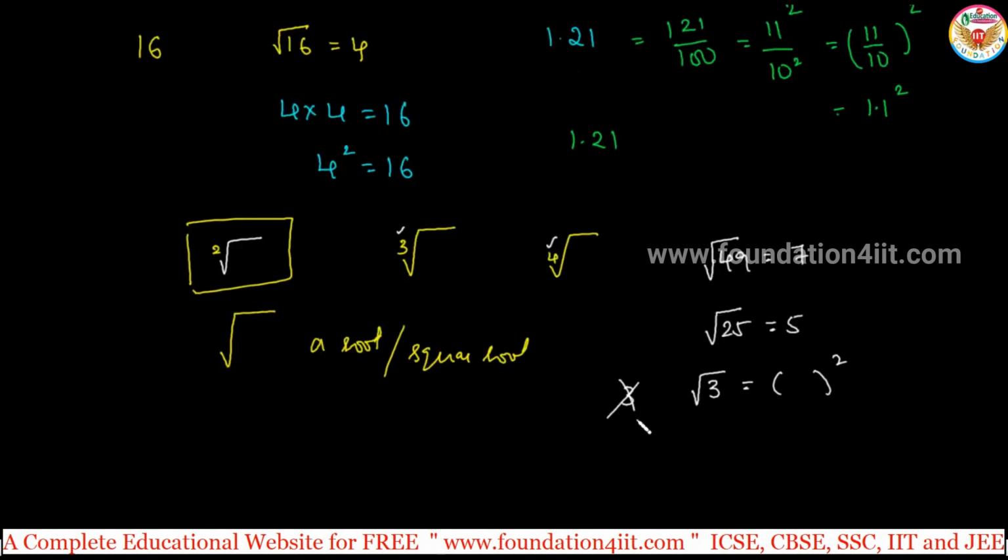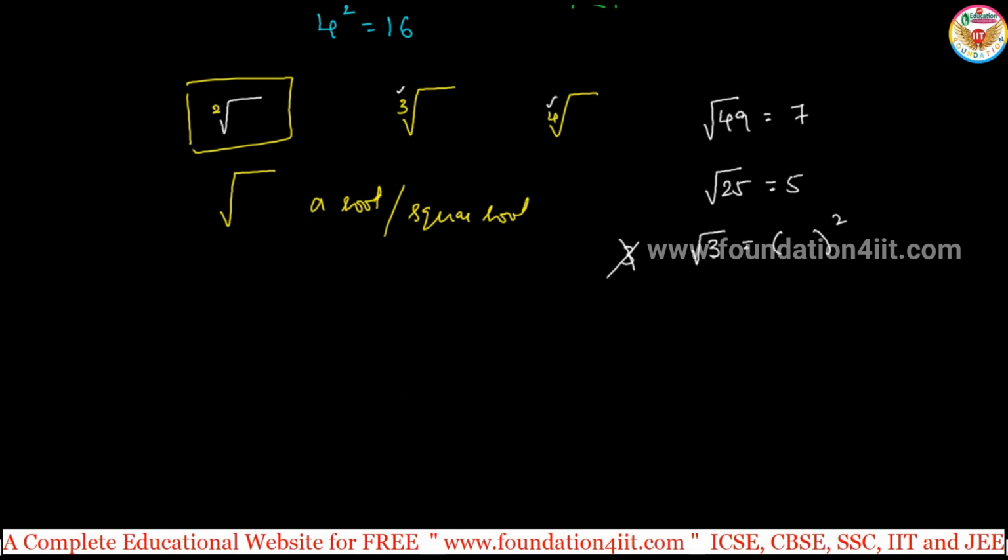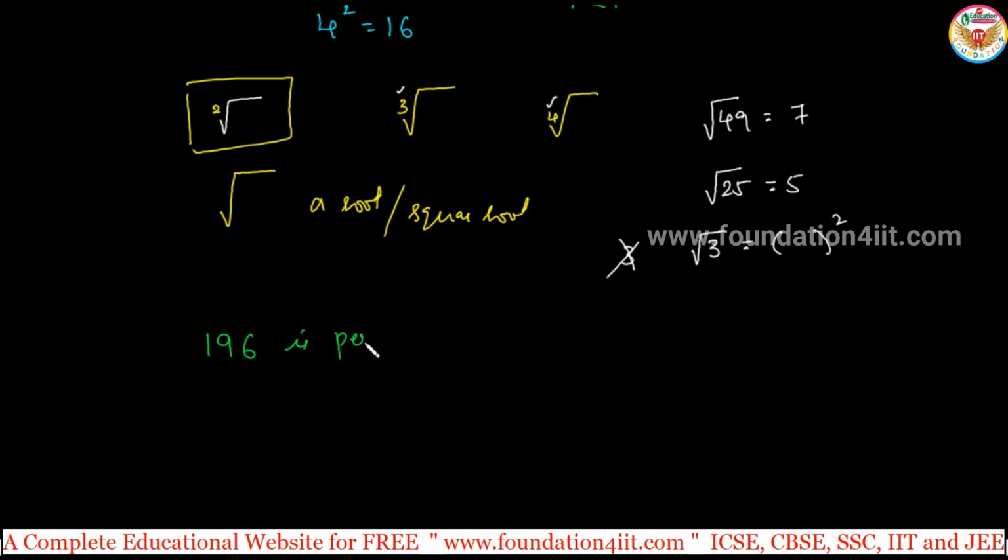And how to check whether a given number is a perfect square or not. We have two methods. For example, to check whether 196 is a perfect square or not.